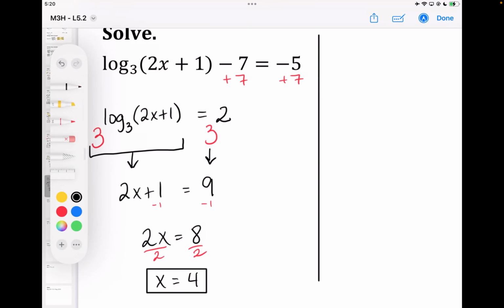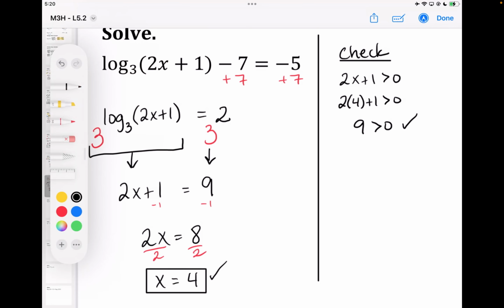Once again, just remember to check, but specifically check the argument. The argument in this case is 2x plus 1, and we need to make sure that we get a value greater than 0. So I'm going to plug in my answer: 2 times 4 plus 1 is 9. And 9 is greater than 0, so I know we didn't end up with an extraneous solution. For the most part, you really shouldn't end up with extraneous solutions today, but in future lessons, those will become a lot more common.